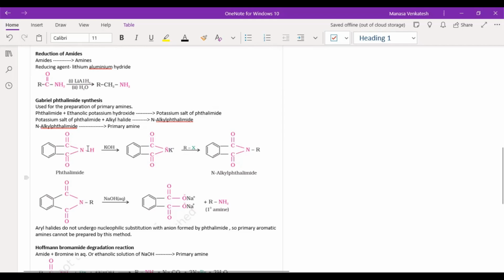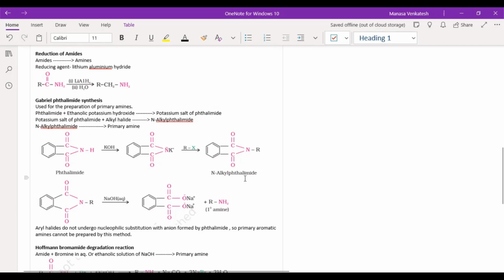So first, what is happening? H is getting kicked out, K is coming in. So this is leading to a negative charge on the nitrogen and a positive charge on the potassium atom. Next, what is happening? The RX is going to react with this compound, and the K is going to get kicked out and R is going to come in. And that gives us N-alkyl phthalimide.